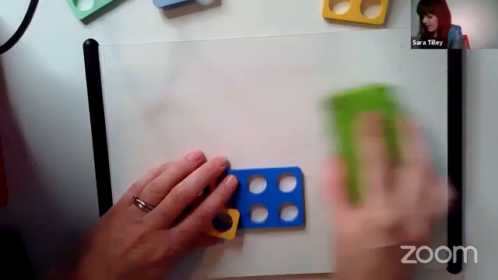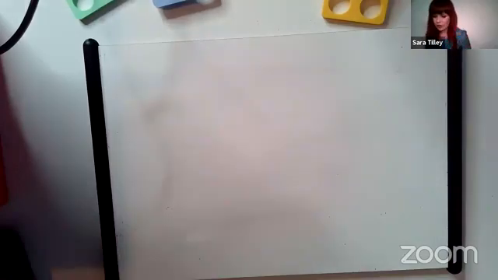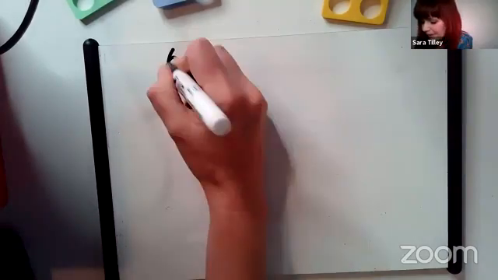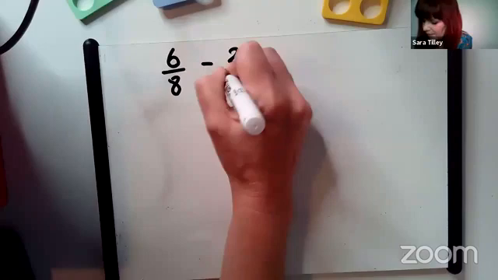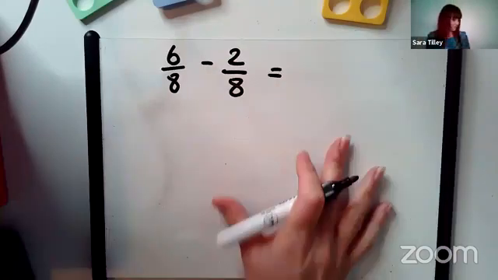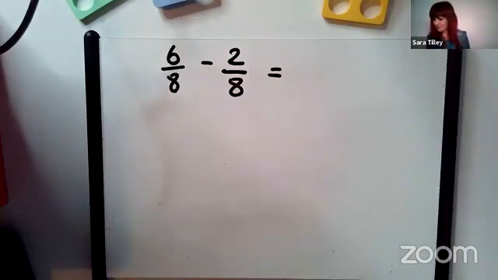So let's just think now about how would you do, let's say we had 6/8 take away 2/8 with Numicon. How could you do that? If you came to the session last week and we talked about subtraction, one of the things we talked about is how Numicon does work well with subtraction, but you just need to adapt it a little bit and play around with it a tiny bit so that it makes sense to the child when you're modelling. And it's the same idea here.